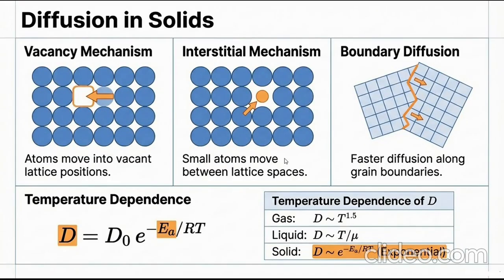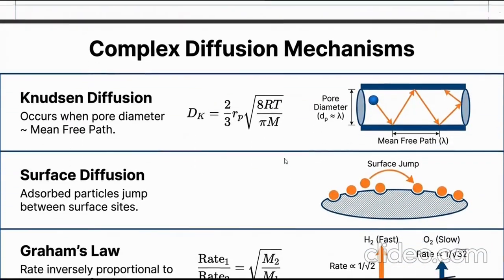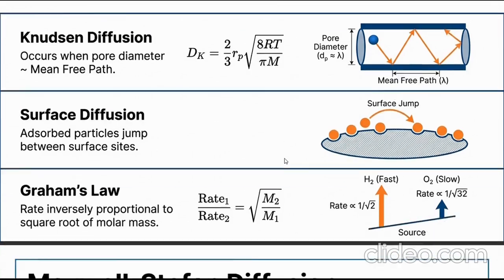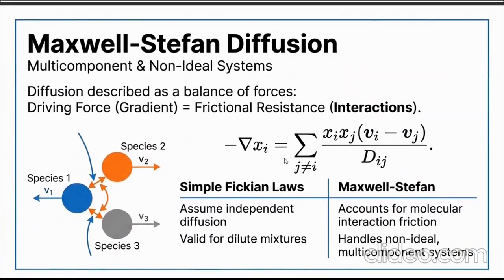In solids, atoms move via vacancy or interstitial mechanism, basically jumping into holes in the lattice. Unlike gases, solid diffusion is extremely sensitive to heat and follows an Arrhenius exponential relationship with temperature. Sometimes diffusion gets weird. Knudsen diffusion happens in tiny pores where molecules hit walls more than each other. We also have Graham's law, which reminds us that lighter molecules like hydrogen move much faster than heavier ones like oxygen.